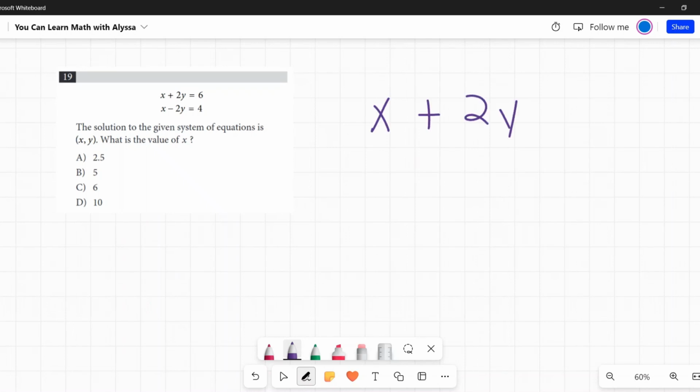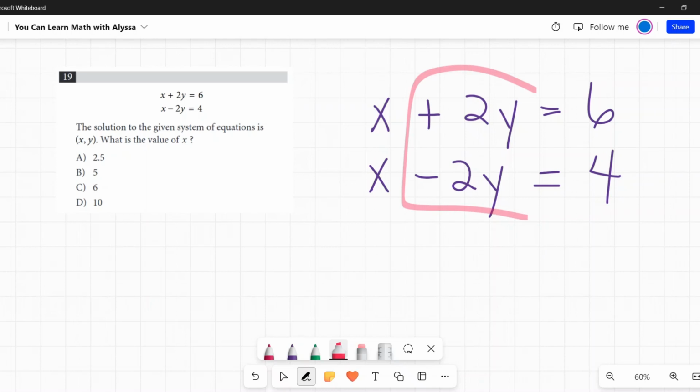Well, anytime we have a system of equations, the most common ways to solve it would be substitution, elimination, and graphing. Now, when I'm looking at this, I see that these two are already set up to cancel out if I add these equations together. So elimination is going to be my best bet.